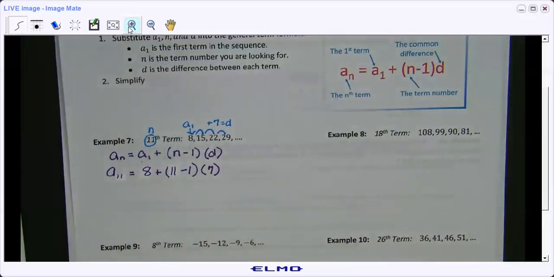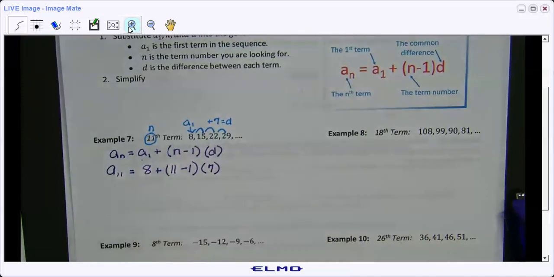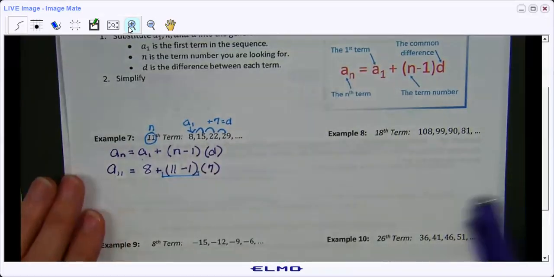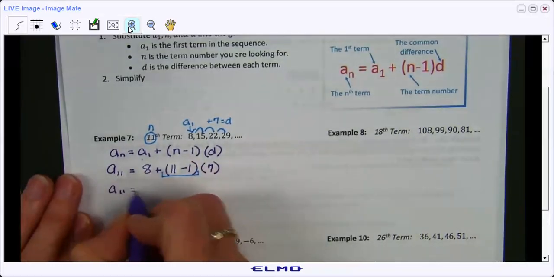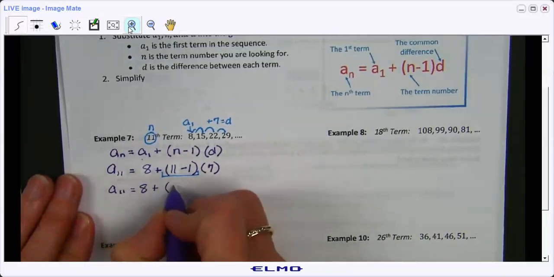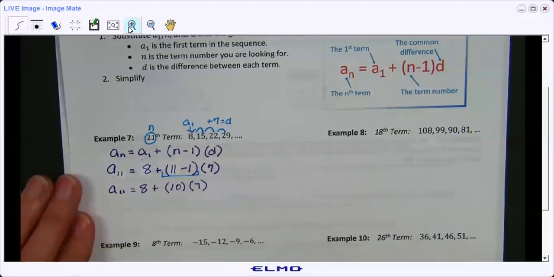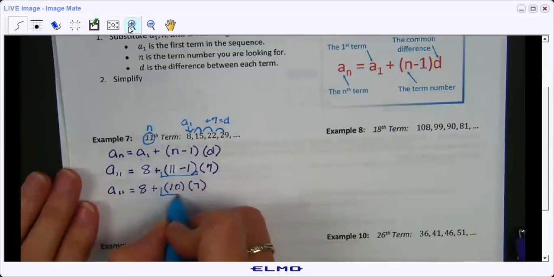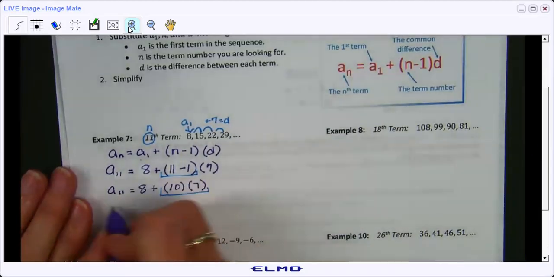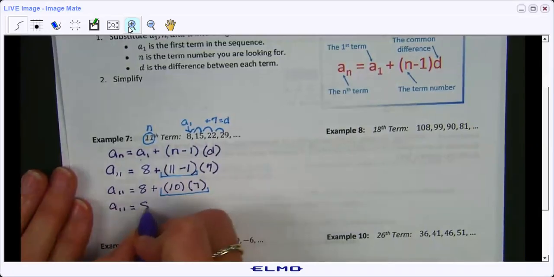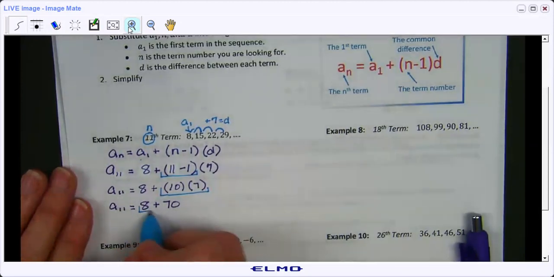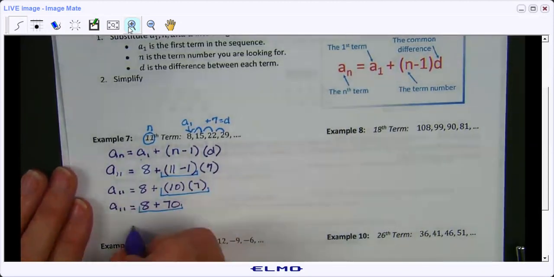Okay. So now we are going to solve this. Make sure you're following order of operations. So we have to do what's in the parentheses first. So we get 8 plus 10 times 7. Don't add your 10 and your 8. You're going to multiply. That's following the order of operations. So we have a 11 equals 8 plus 70. Now we can add to get our 11th term.